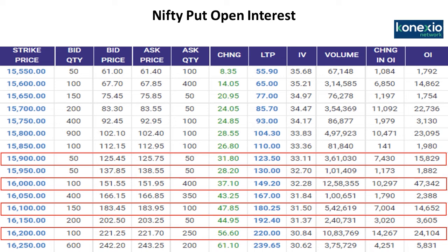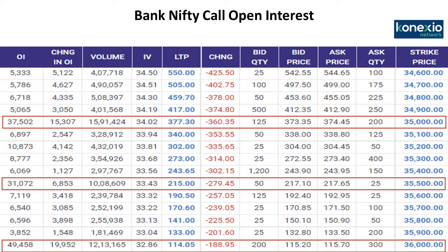So now let us see what we have observed in Bank Nifty calls. In Bank Nifty calls, you will see on the screen, the action was seen in 35,000 calls, then 35,500 calls, and 36,000 calls. Here you can clearly see there has been a rise in the open interest. There has been a significant drop in the option premium.